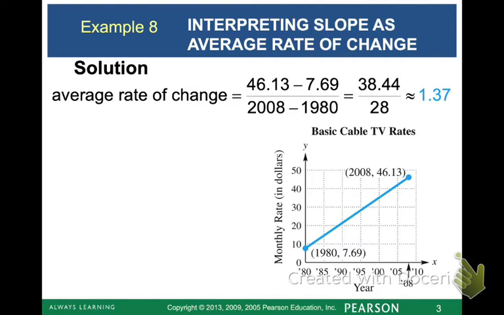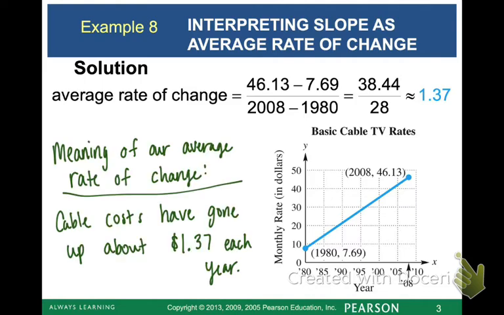The average rate of change you found, or the slope, should be 1.37. And when we graph the line between those 2 points, you see we have a steady positive increase, which makes sense. The cost of cable has gone up over the years, not down. So to interpret the meaning of the 1.37, we can say that the cable costs have gone up about $1.37 each year.